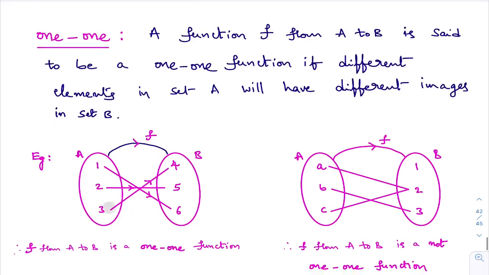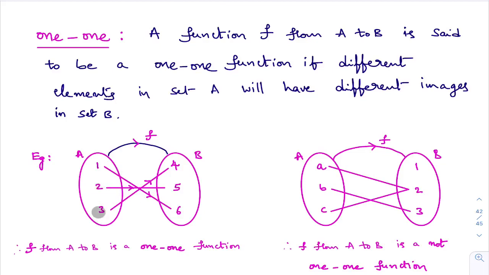You see this first example. Different elements in set A have different images or not, you check. Different elements. You take 1, 2. 1, 2 are different elements or not? Yes, 1, 2 are different elements. Different elements are having different images or not? Image of 1 is what? 6. Image of 2 is what? 5. 5, 6 are different or not?